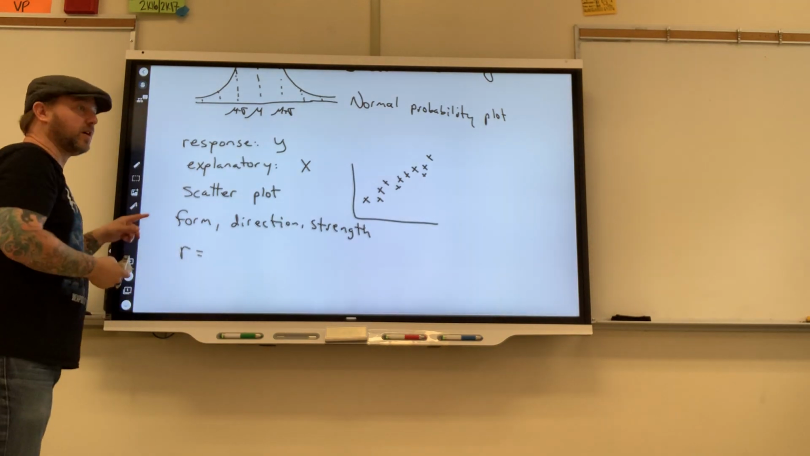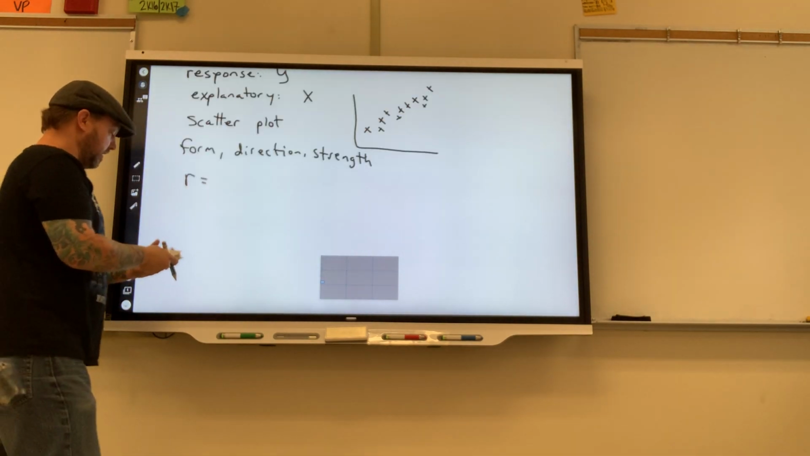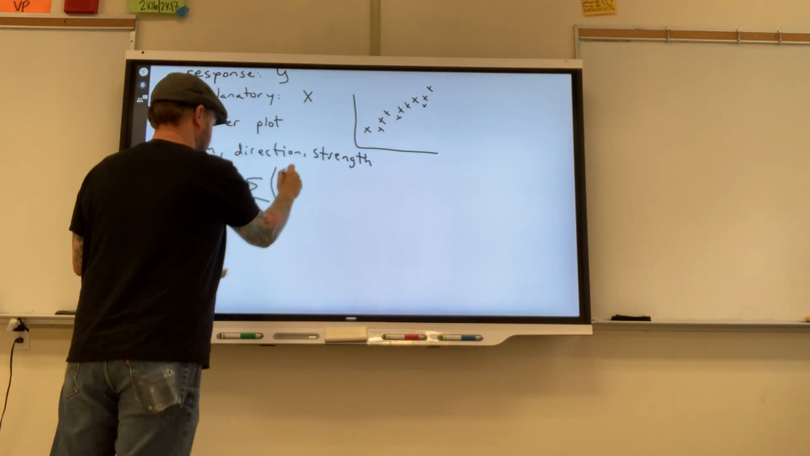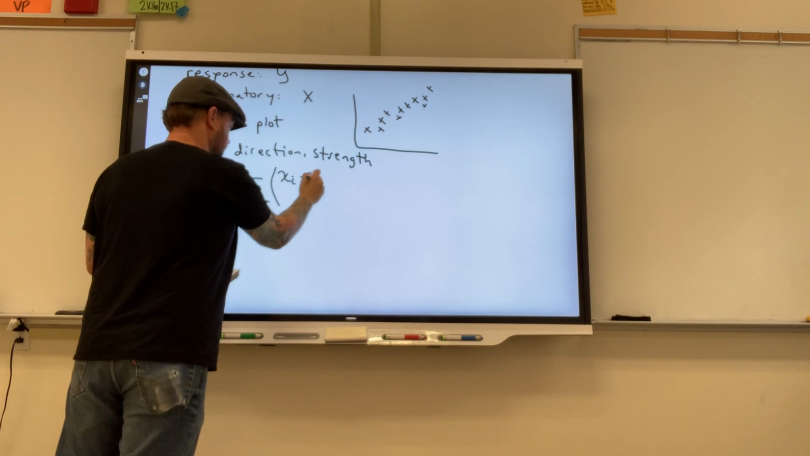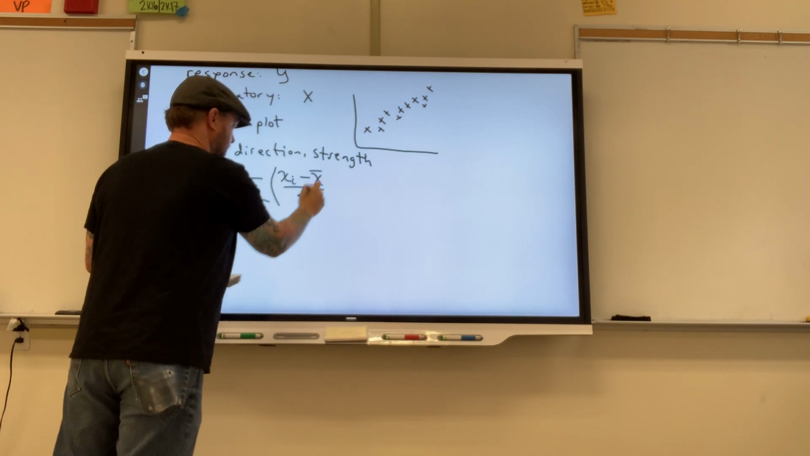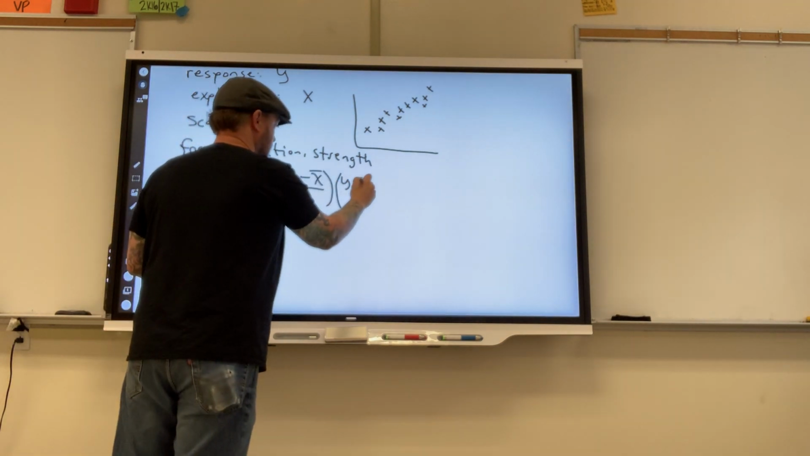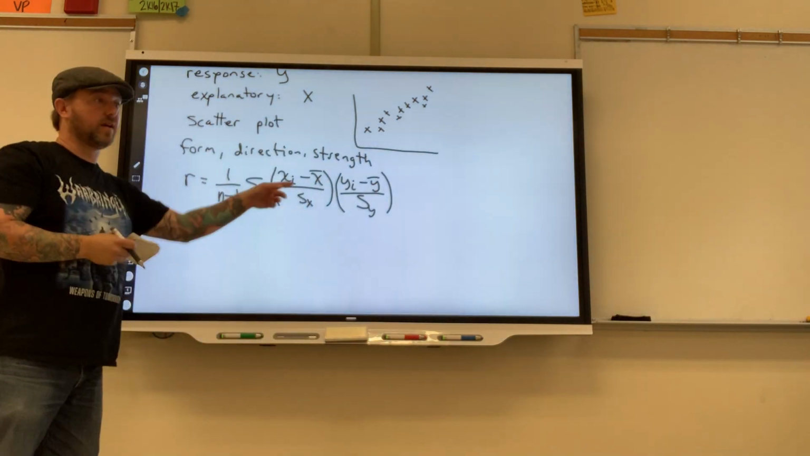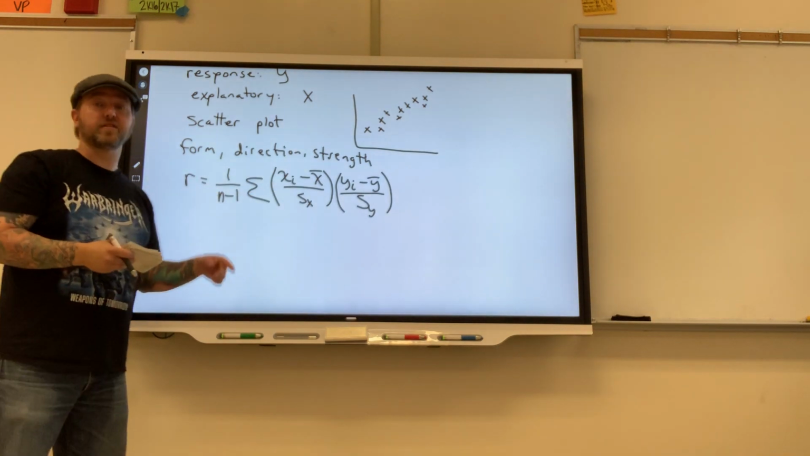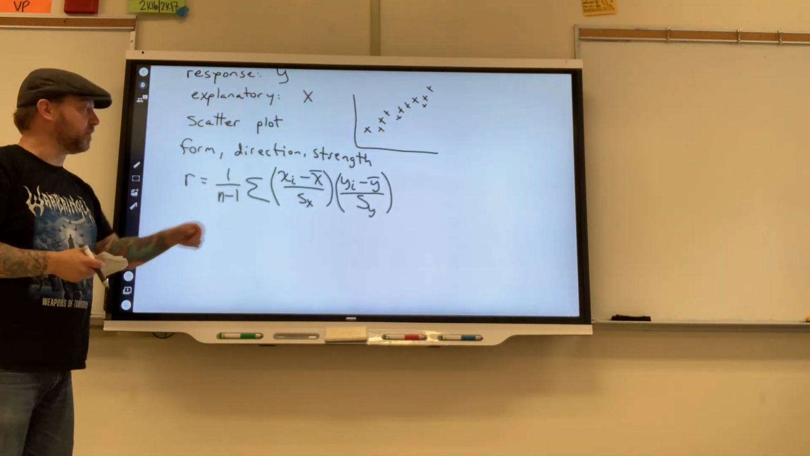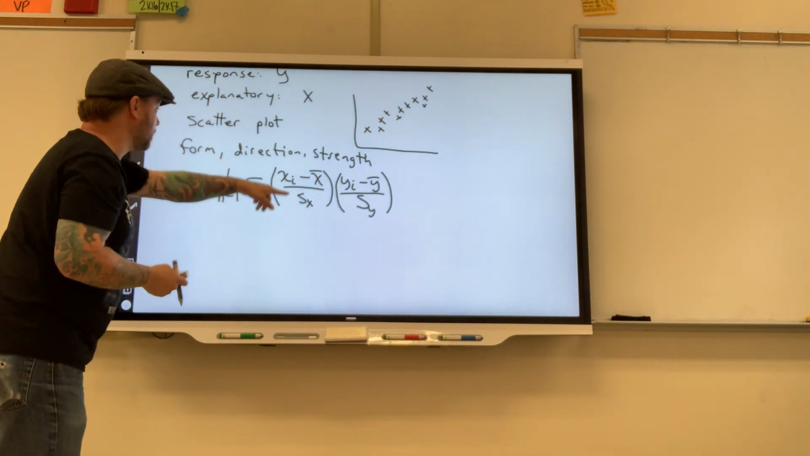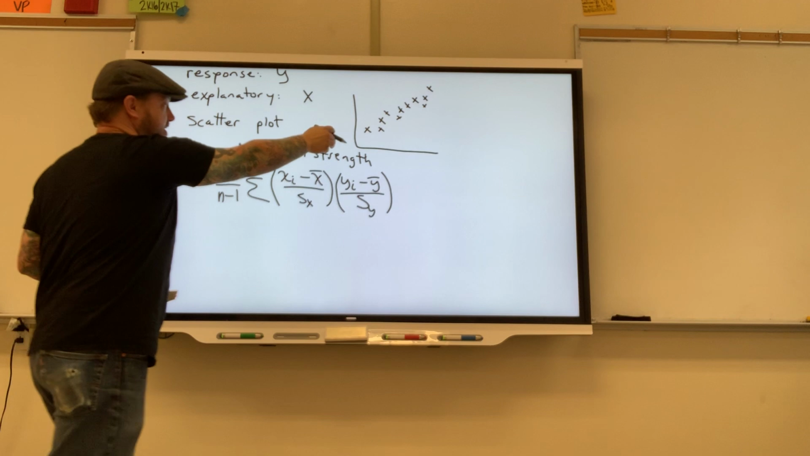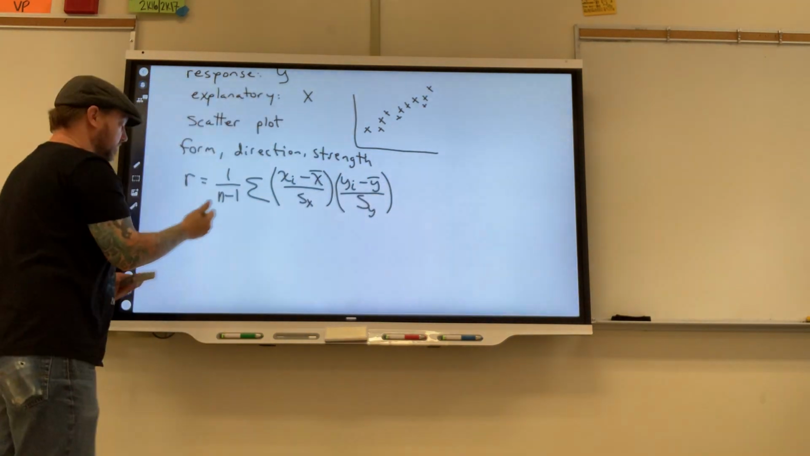Correlation, we abbreviate R, okay? R is that. On your formula sheet, you don't have to memorize it. As you can tell, I still don't have it memorized. That's not true. Okay, so anyway, to find how strong it is, it's going to look like that.